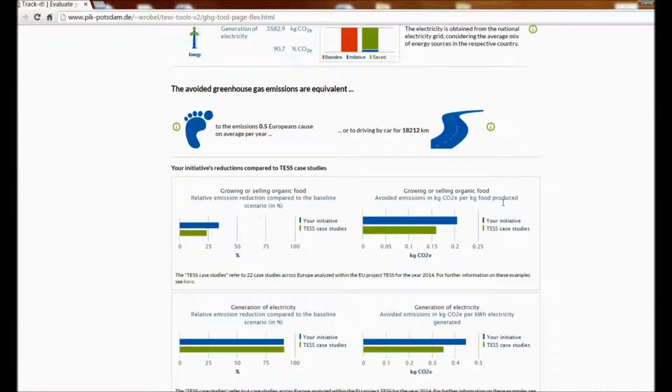This is relevant because it'll change depending on what type of product we produce. It'll have larger or smaller differences when comparing like a conventional production with organic production. Similarly, for the generation of electricity, this kilograms of CO2 are presented in relation to kilowatt hour produced. Here we have an option of actually going into the document and analyzing these test case studies. In some cases, this might be useful to compare with your initiative and see where these differences are found.